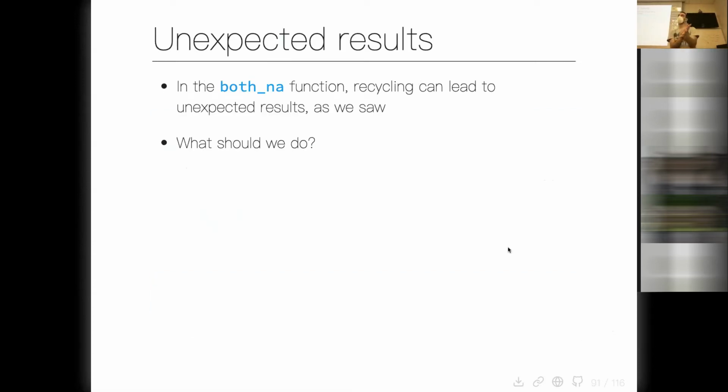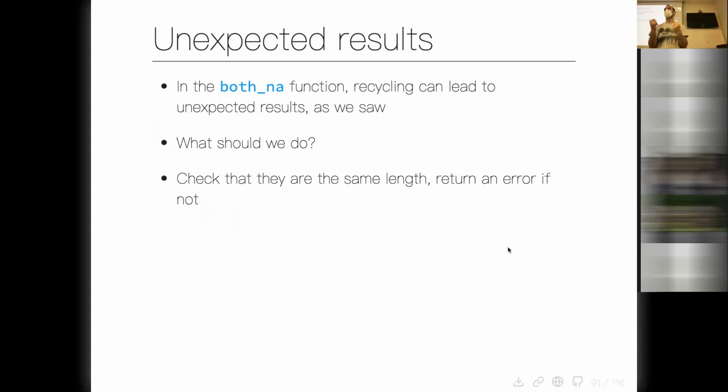So our function that we wrote just previously is fine, right? And there's nothing wrong with it. However, it can have some unexpected results, which we have identified and found. So what should we do? Well, one thing that we could do is include in our function a check to see if they're the same length. And then if they are, we continue on. And if they're not, then we stop the evaluation of the function and we provide some error message.